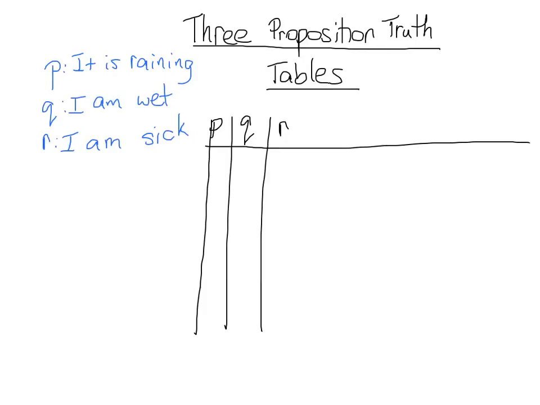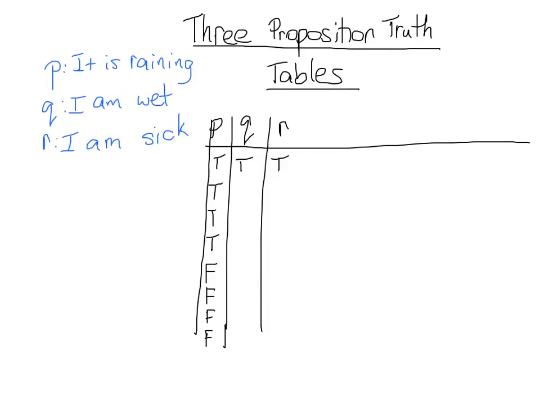So for example, just like before, they can all be true. They can all be false. One could be true and two false. Two could be true and one false. So there are several different ways that we can do this. Now, the best way to remember how to label our truth table is if we go down. There are 4 scenarios that are true and 4 scenarios that are false for each one.